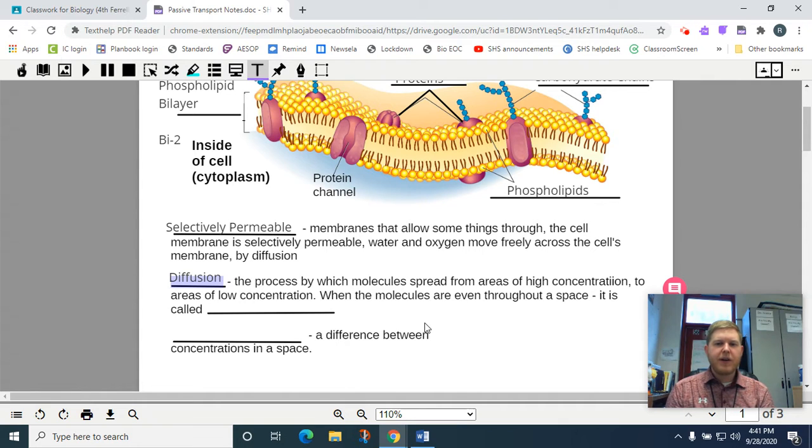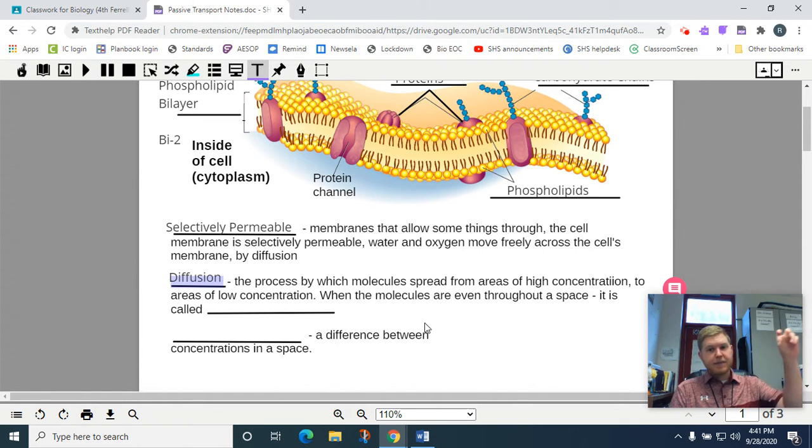So diffusion is the process where things will go from a high concentration, so like you've got a lot in a little space, to a low concentration where the same amount is spread out. One really good example to think about is perfume or cologne, where you have all that stuff in the bottle, and if you open up the bottle, it's really, really strong. That's because you have a lot of perfume, a lot of cologne in a little area.